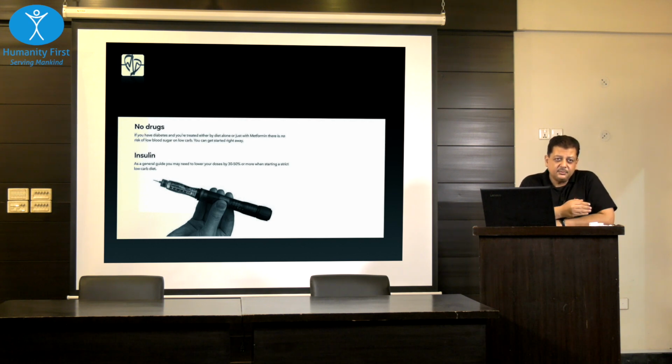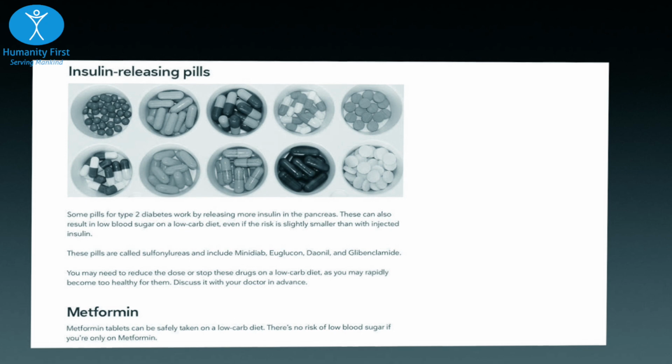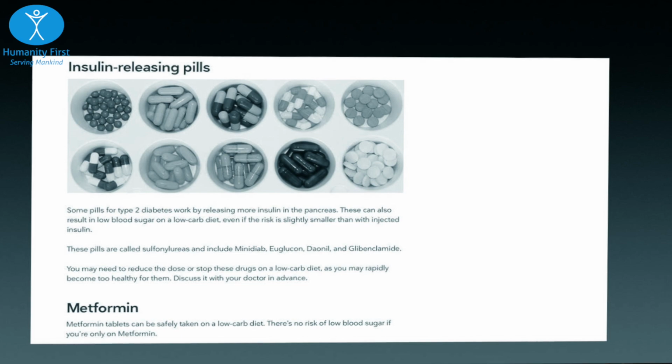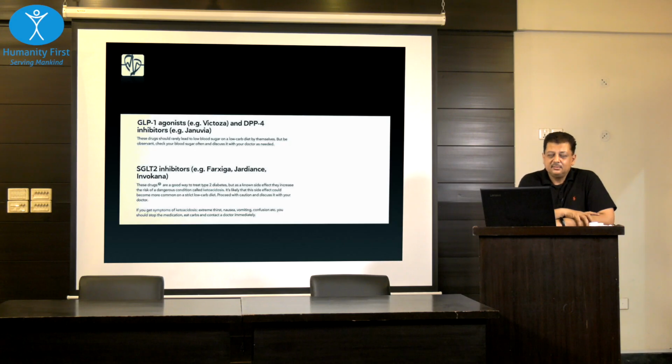Because by restricting carbs, there is a chance that the patient may have a low level of blood sugar, which is called hypoglycemia. So the medications I mentioned earlier, all the medications except metformin, are safe to stop. And in certain instances, GLP-1 agonists like Victoza or DPP-4 inhibitors like Januvia can also be continued on a low carb diet. SGLT2 inhibitors should be stopped.